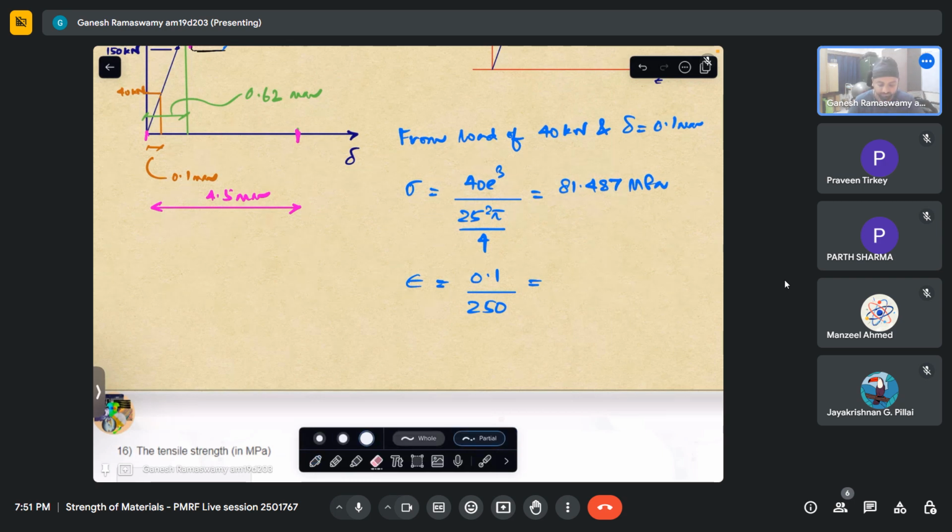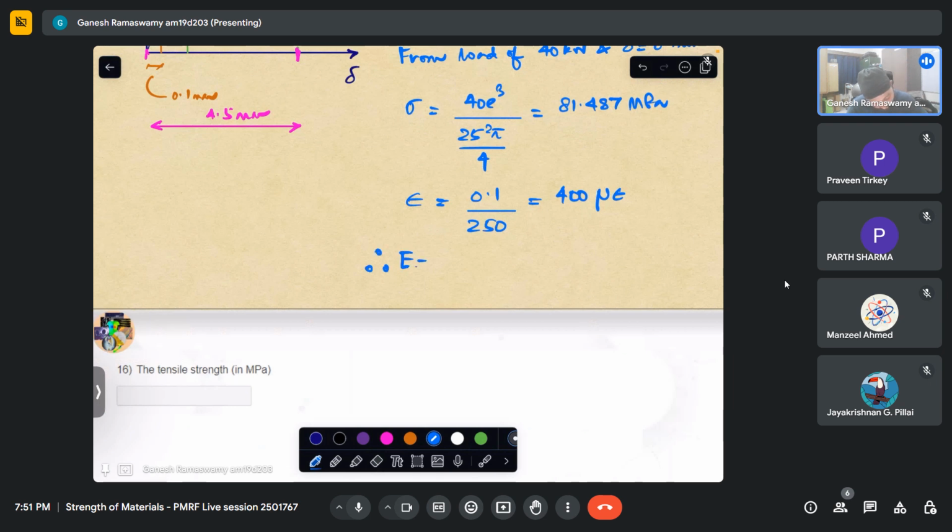So therefore, Young's modulus of the material is the ratio of these two, which is 81.487 E3 divided by 0.1 by 250, which is about 203 GPa, 203.72 GPa. So this is my Young's modulus for this material in the linear elastic zone. That qualifier is also needed. Okay, so this we have got. I'll just copy this, put it here.